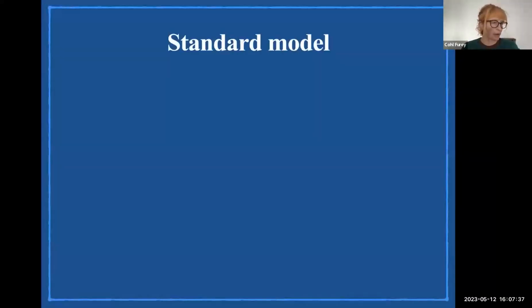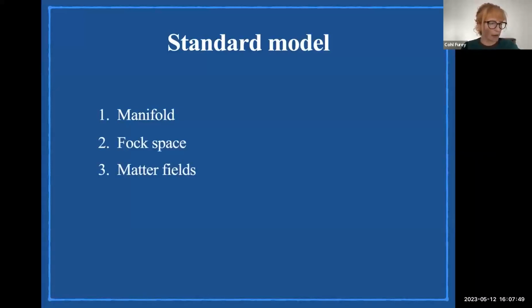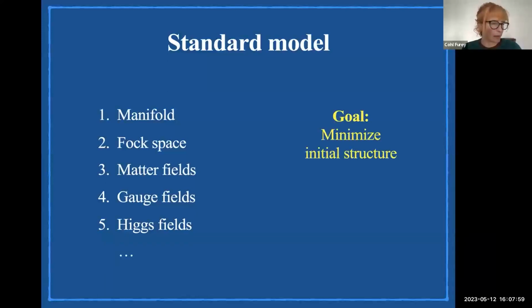Now, as you know, the standard model has quite a lengthy list of initial inputs. We begin with the 3+1 dimensional space-time manifold. A manifold in and of itself has non-trivial structure. We then add in a Fock space, matter fields, gauge fields, Higgs fields. We impose the quantization procedure, et cetera. Now, given that every extra structure brings with it a risk of being wrong, we might instead opt to minimize our initial inputs. That is, we will seek to minimize our initial inputs for practical reasons, because this is the most cautious way to proceed.